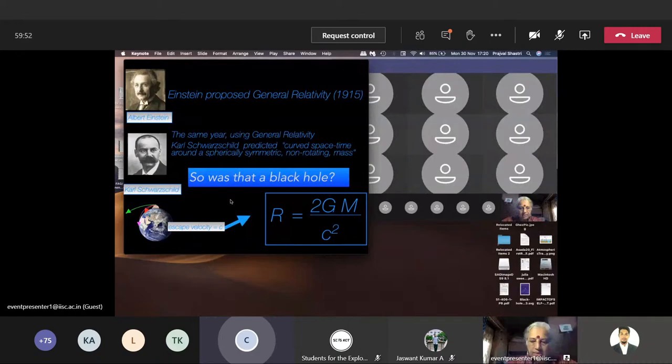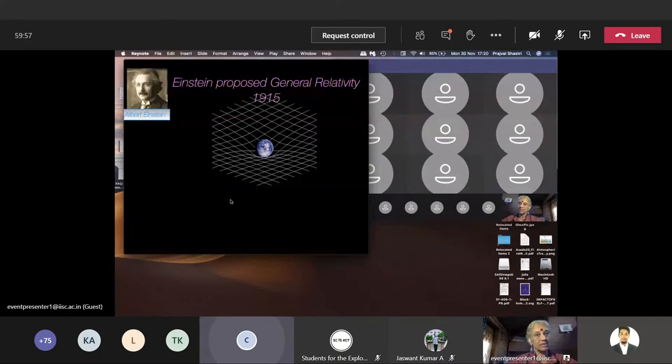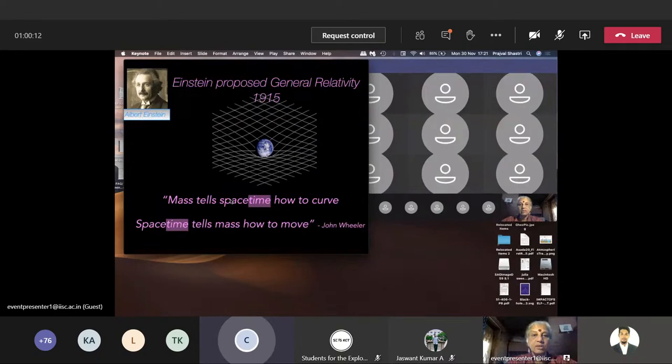So if we look at Einstein's theory of general relativity, it was a very different way of thinking about gravity. Rather than a gravitational force, he thought of it very differently. And the way he thought about it can be summarized by the statements that John Wheeler used, which is that mass tells space-time how to curve. Or you can think of it as the space, if space-time sounds too nasty. And space tells mass how to move. So this was Einstein's very, very revolutionary way of thinking about gravity.